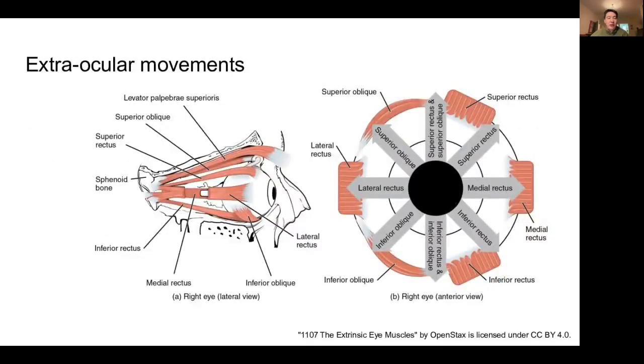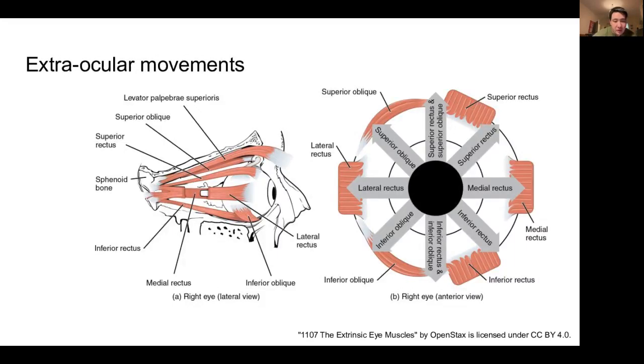That brings us on to the extraocular movements and the muscles. This is a fairly complex diagram with a lot going on, but we'll start by looking at the left, which is looking at a right eye from the outside. So from the temple looking in, there are quite a few muscles. The top muscle is the one that is used for your eyelids. And then going down, you have the superior oblique, which has an attachment, which is why it can pull in an angled fashion.